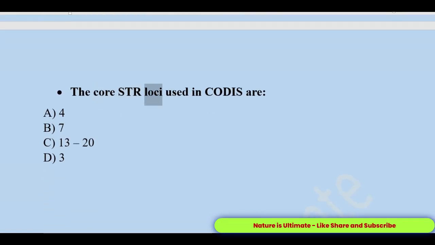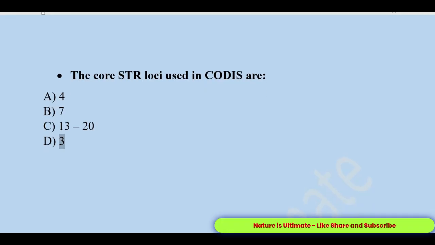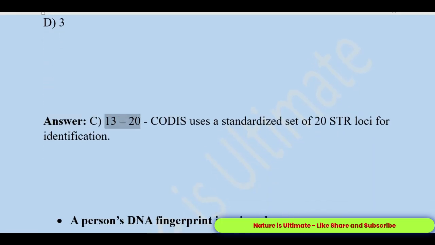The core STR loci used in CODIS are A. 4, B. 7, C. 13 to 20, D. 3. Answer: C. 13 to 20. CODIS uses a standardized set of 20 STR loci for identification.